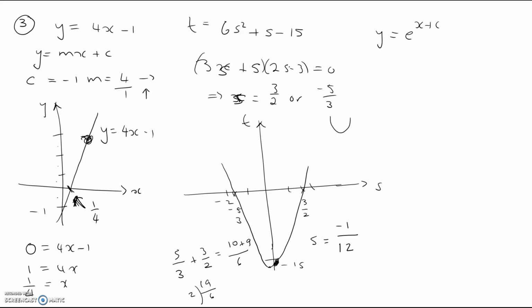Standard process when you're drawing a graph here is x equals 0, so y is equal to e to the 0 plus c, which is c. So that means it's an exponential curve, and it's going to go through e to the c. 3 marks for each of those.